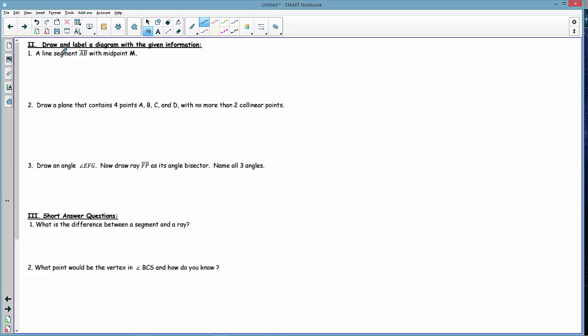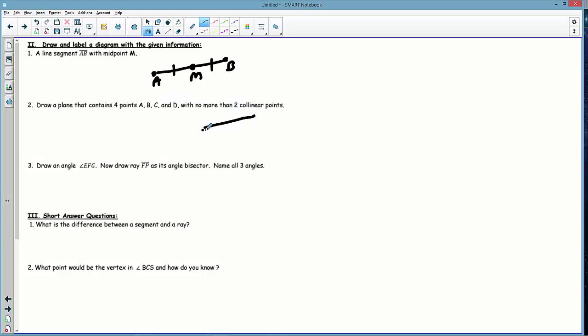Okay, all right, let's go to the next page. Draw and label a diagram. So let's just do these quickly. We have a line segment AB with midpoint M. Put M in the middle. And to indicate that it's a midpoint, we would put two congruency marks. Okay. Draw a plane that contains 4 points A, B, C, and D with no more than two collinear points.